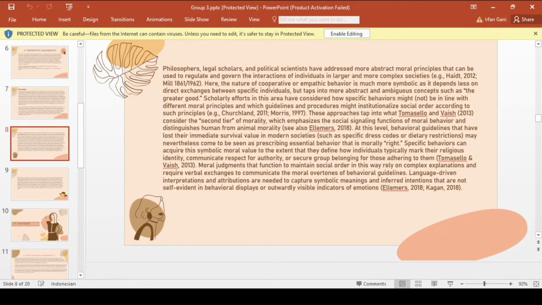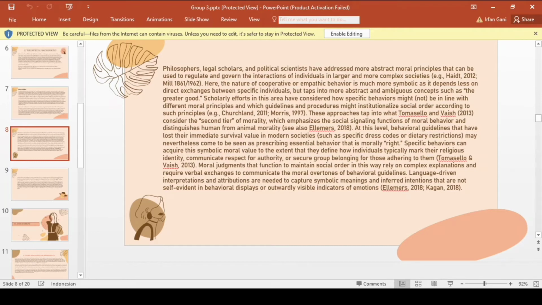Philosophers, legal scholars, and political scientists have addressed more abstract moral principles that can be used to regulate and govern the interactions of individuals in larger and more complex societies. Here, the nature of cooperative or empathic behavior is much more symbolic as it depends less on direct exchange between specific individuals, but taps into more abstract and ambiguous concepts such as the greater good. Scholarly efforts in this area have considered how specific behaviors might not be in line with different moral principles and which guidelines and procedures might institutionalize social order according to such principles.